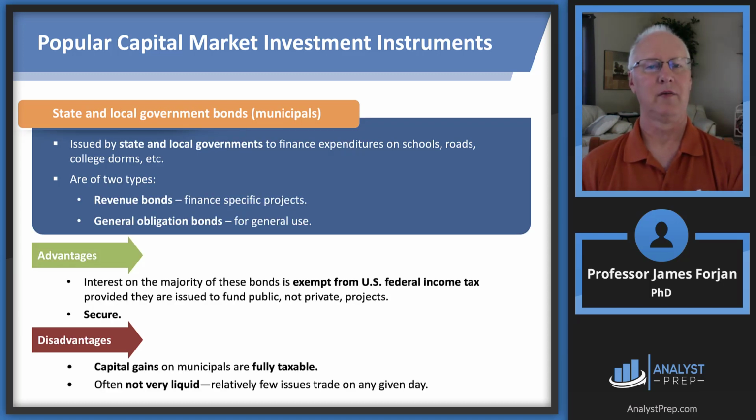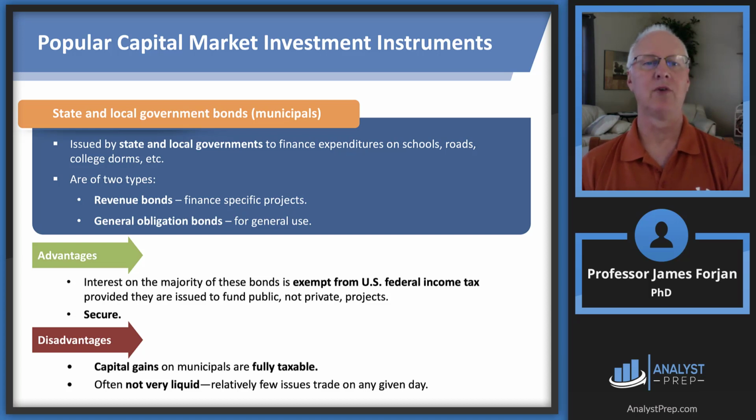Here are the municipal bonds, state and local government bonds. Why do local governments issue bonds? Same reason that federal governments do. They have a budget deficit, and the budget deficit is typically not in the general operating budget, but in the extra stuff that it wants to do, like build a new school system, build a road, college dorms.